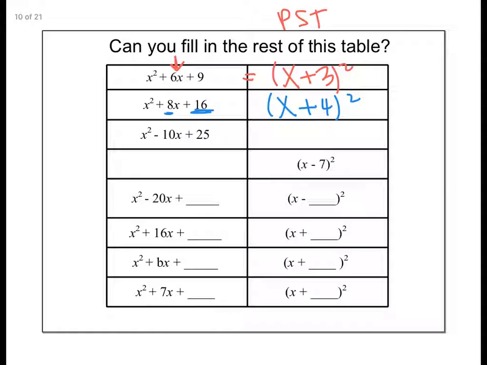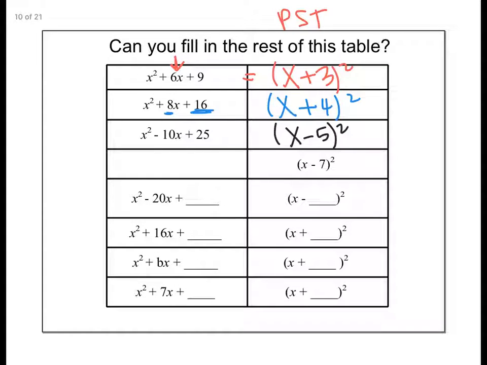Alright, hopefully you tried those, and are coming back to check your work now. Moving on to the next one, x squared minus 10x plus 25. Always going to start with the x in the beginning of the parentheses, and then I'm going to take half of that b term, so half of negative 10 is negative 5. So that would be the factored form.